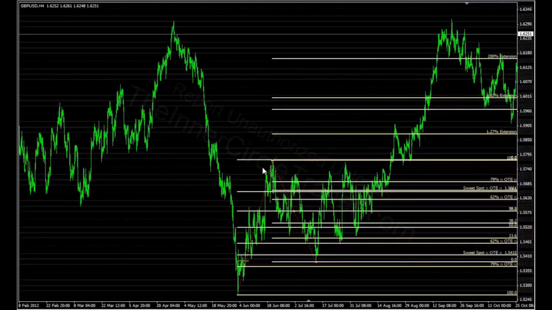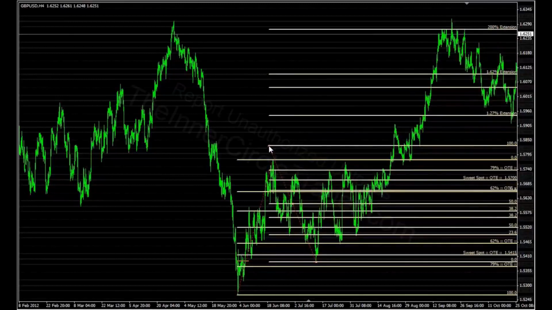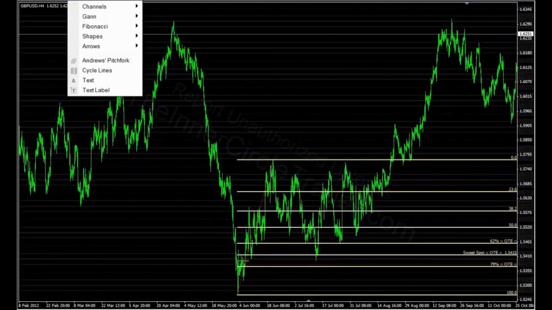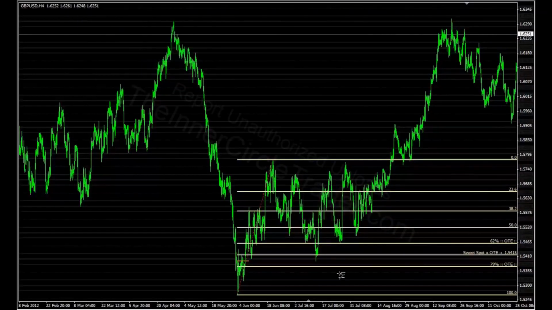Okay, if you utilize the expansion tool, you take the low that forms here and you apply it to here. Okay, and your 200 extension is up here. So you're looking for a really long-term profit objective that's way up there.